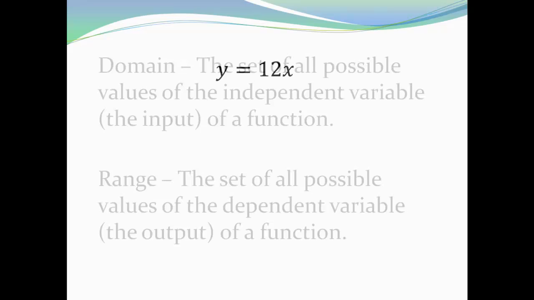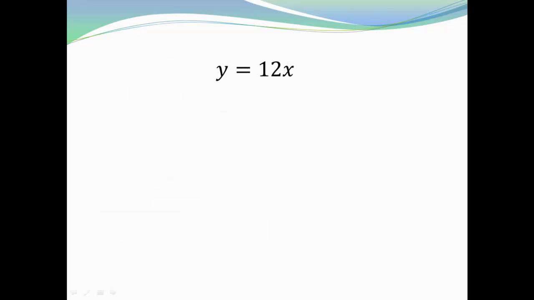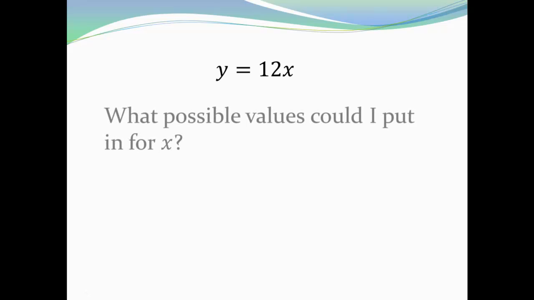Let's look at the equation y equals 12x. For what possible values could I put in for x? Well, I could put in 1, 12 times 1 is 12. I could put in 2, 2 times 12 is 24. I could put in negative 3, 12 times negative 3 is negative 36.